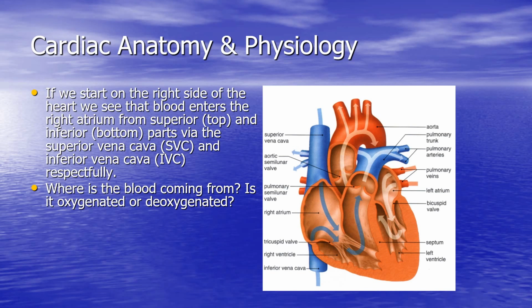So we're going to start on the right side of the heart. We're going to talk about the right atrium, which receives blood from the inferior vena cava and the superior vena cava.